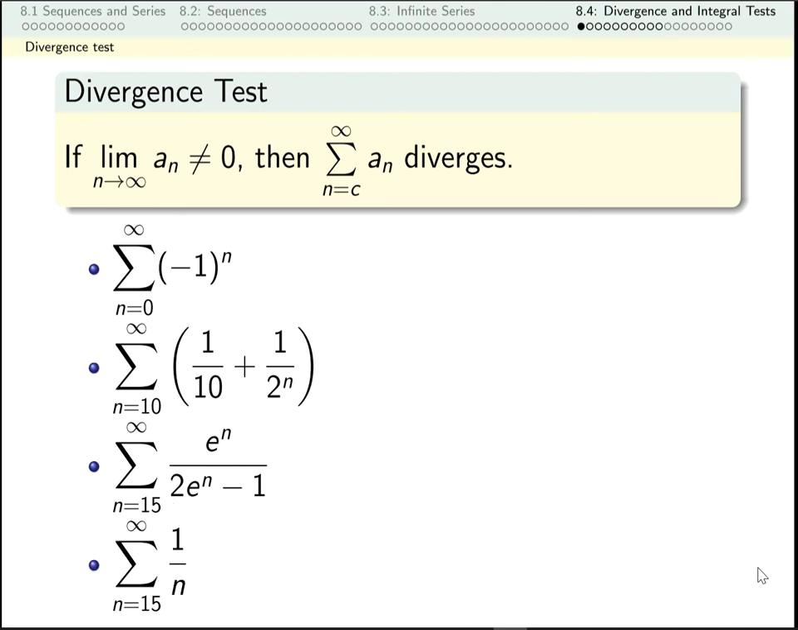Now the divergence test is kind of a one-way street. What if I try and apply it to this last series, which has a special name? It's called the harmonic series. The things being added up, the terms of the sequence being added, are 1 over n. Those are my a sub n's. This limit is equal to 0. That's not covered by the divergence test.